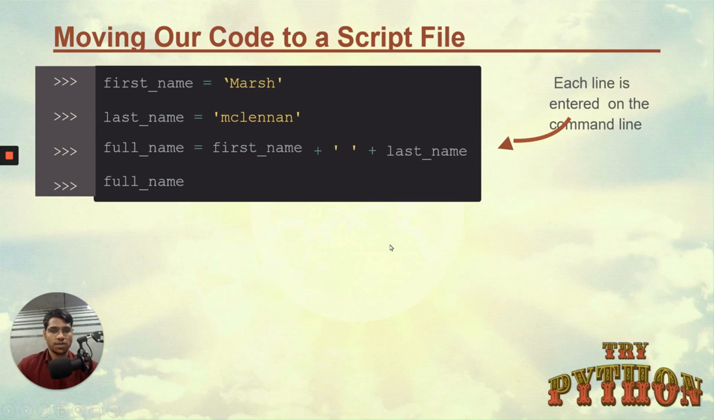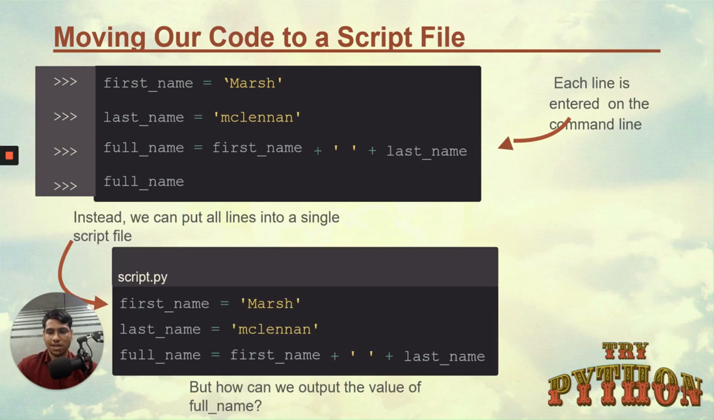Moving our code to a script file. Now if you want to run this file, you have to write this entire code in a script.py file. Now the script name can be anything, but the extension should be the same. Just like we have a PDF file, we have a text file. PDF files have an extension of .pdf. Similarly, the Python file needs to have an extension of .py.